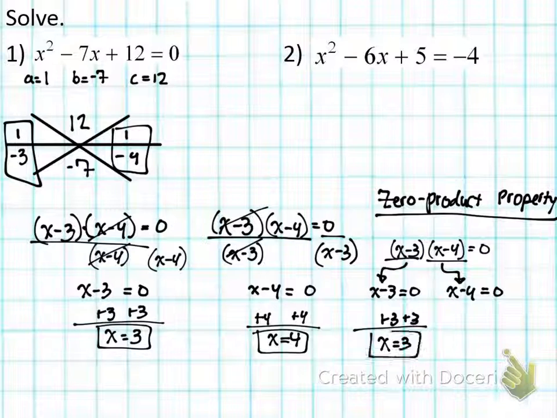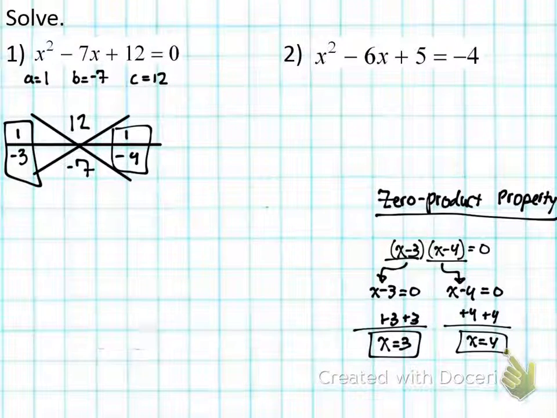Adding 3 to both sides here, x is equal to 3. Add 4 to both sides on the second one, you get x is equal to 4. So you don't need to worry about all that extra work we just had. All we need to worry about is the zero product property. Does that make sense? Questions on number 1?